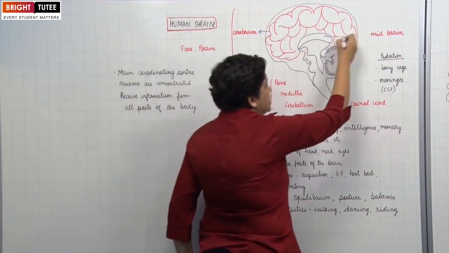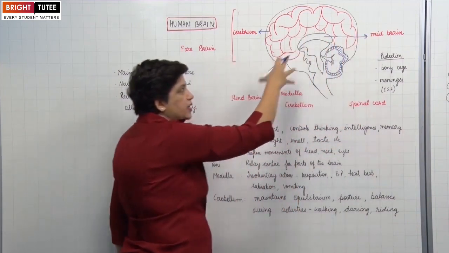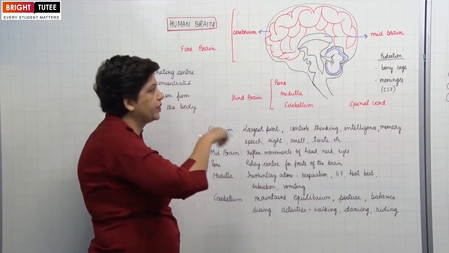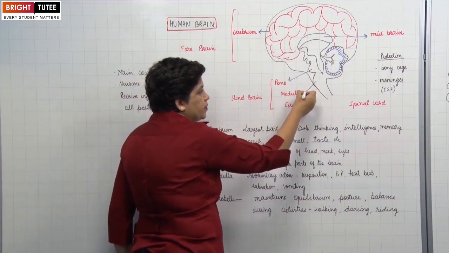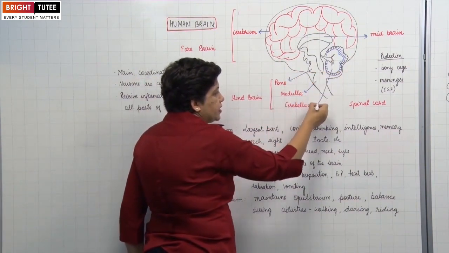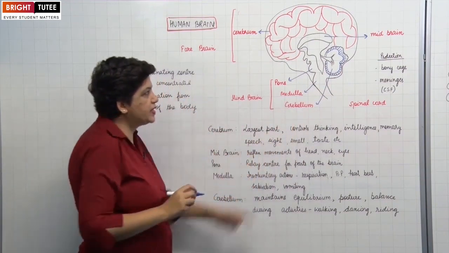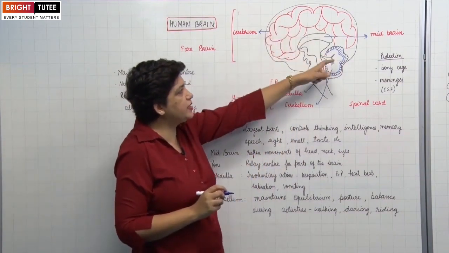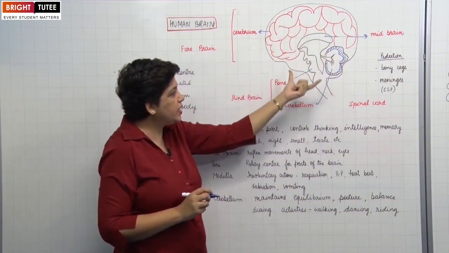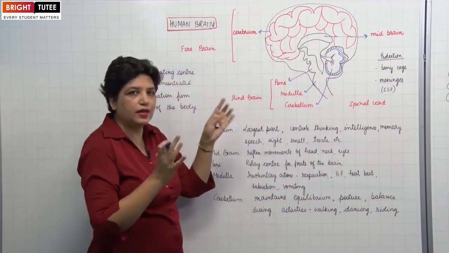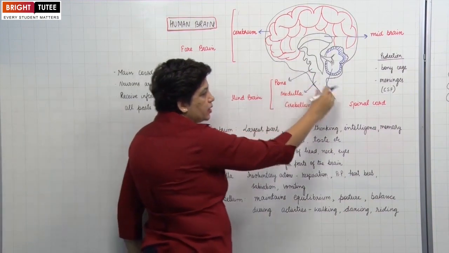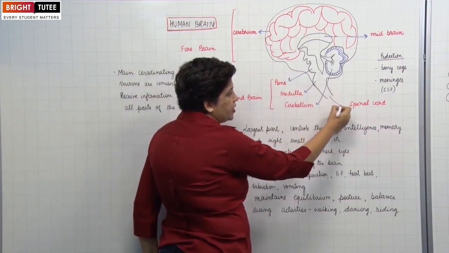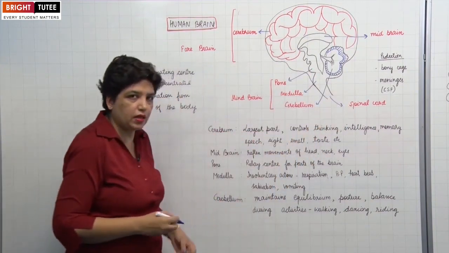Then the second part is the midbrain. It is present in the middle, in the center of the brain. Then this portion is the pons. This is medulla, and this is cerebellum. The cerebellum is present under the cerebrum on the back side. These three parts are actually the parts of the hindbrain. The medulla then continues and joins the spinal cord.